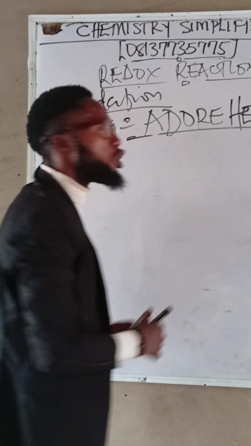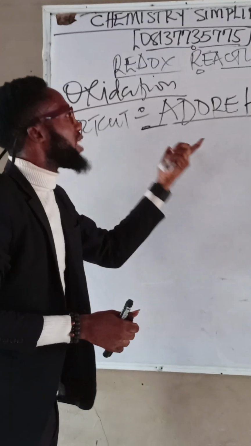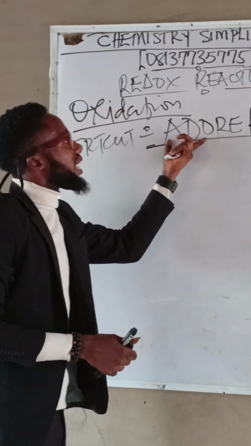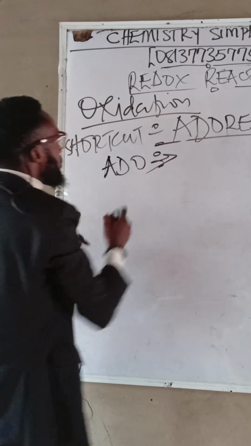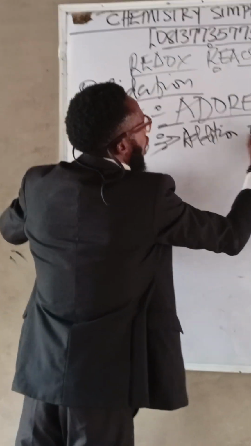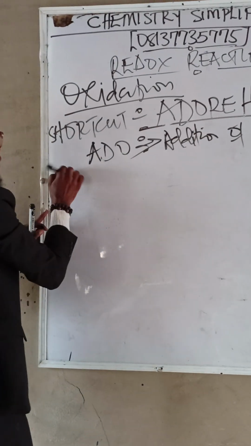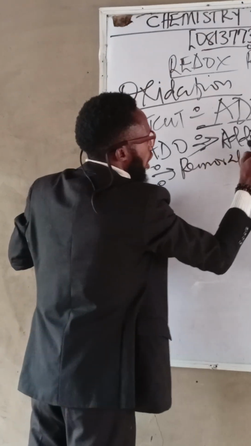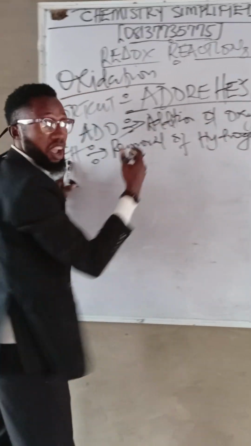Once you have written this, Adore is LIONEL, you take the letters three by three. What do we have first? ADO. What's the meaning of ADO? Addition of oxygen. After ADO, we have REH. What's the meaning of REH? Removal of hydrogen. Are you following us now?